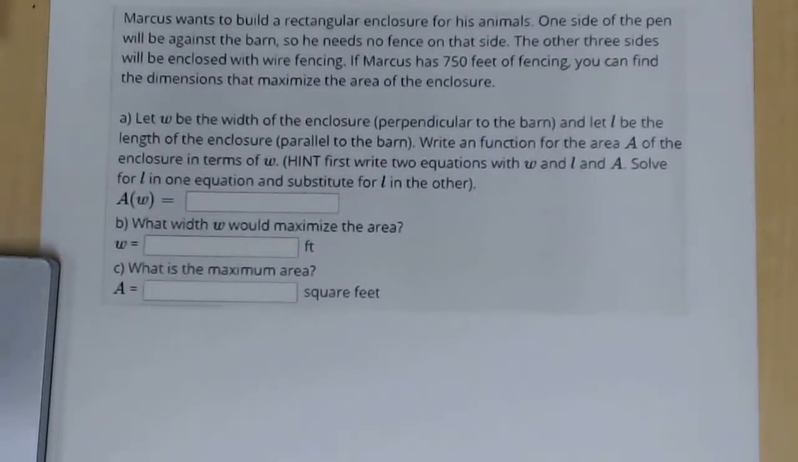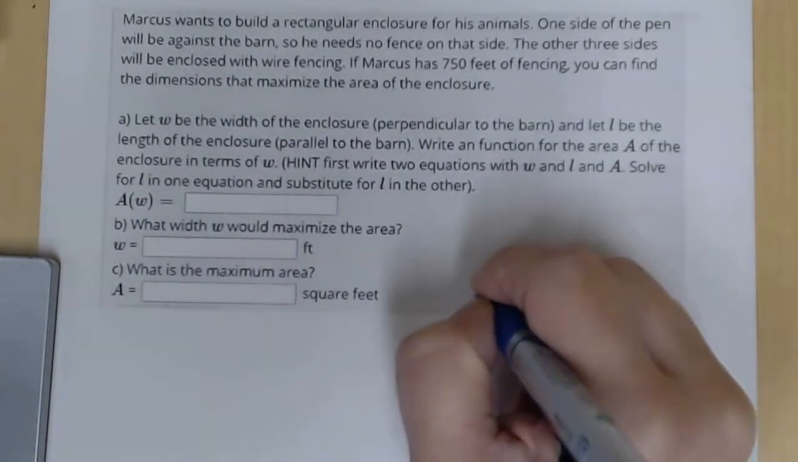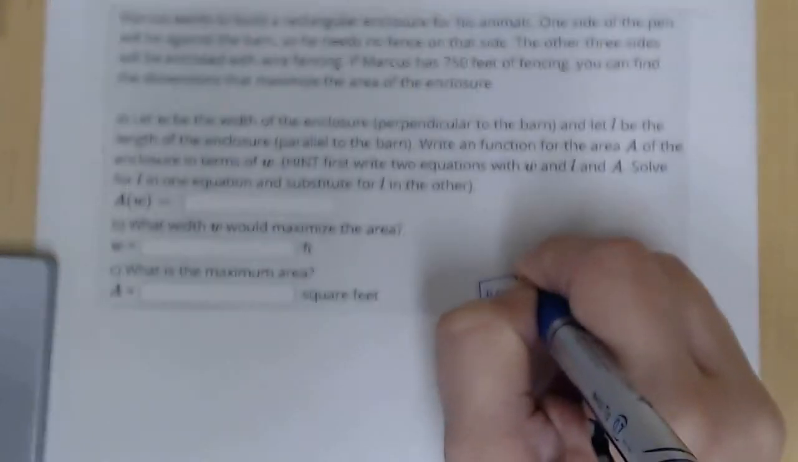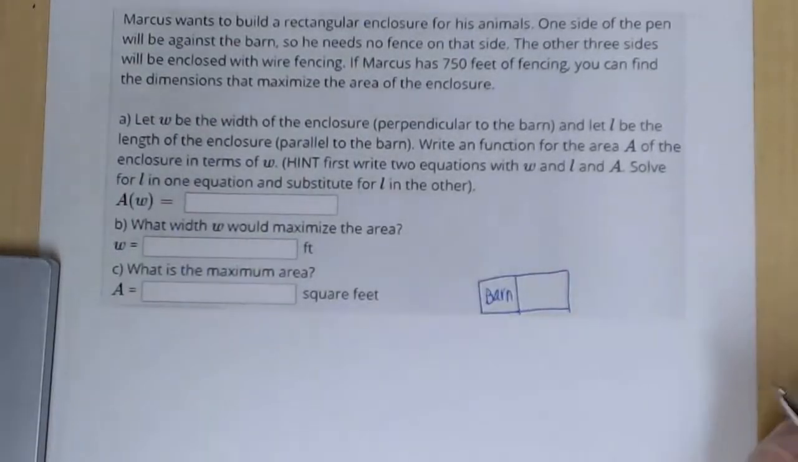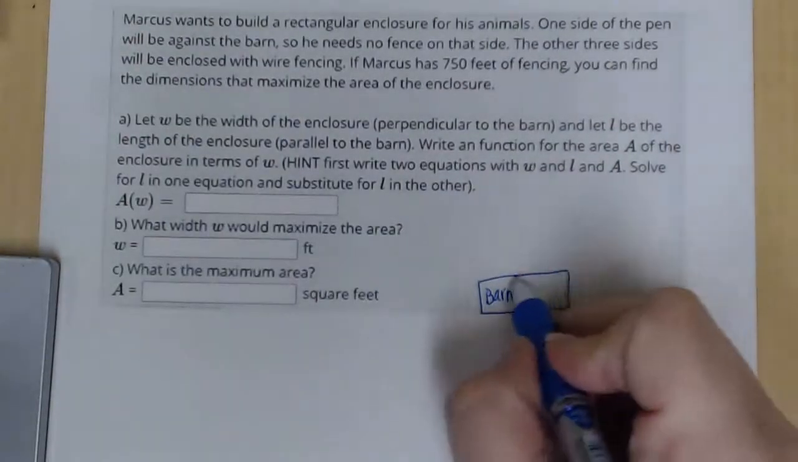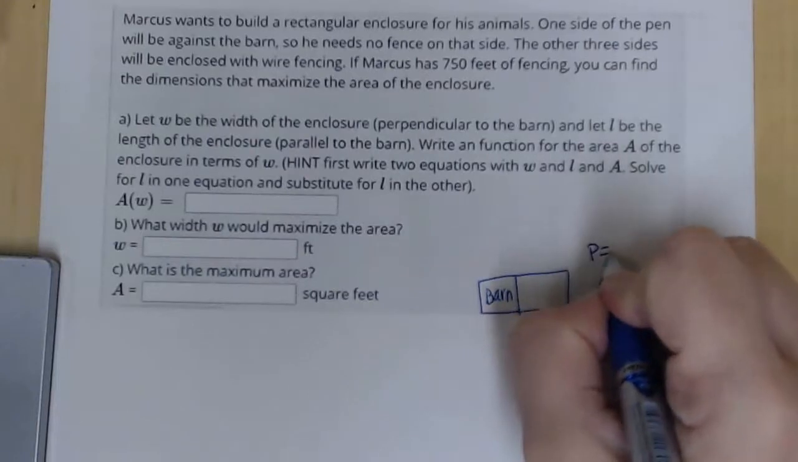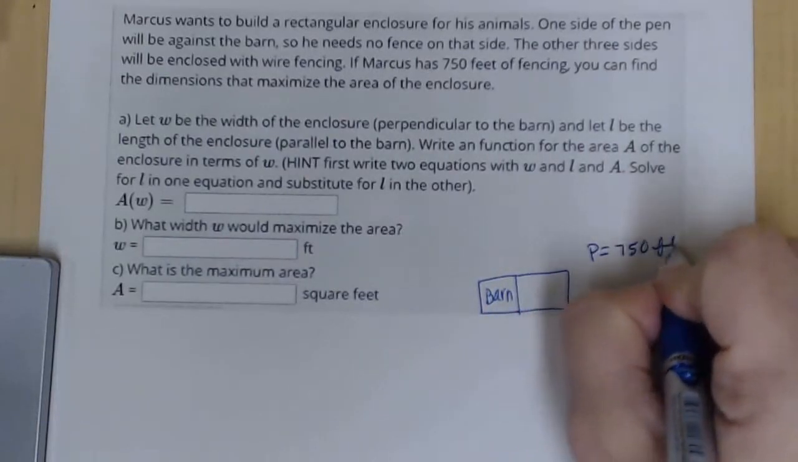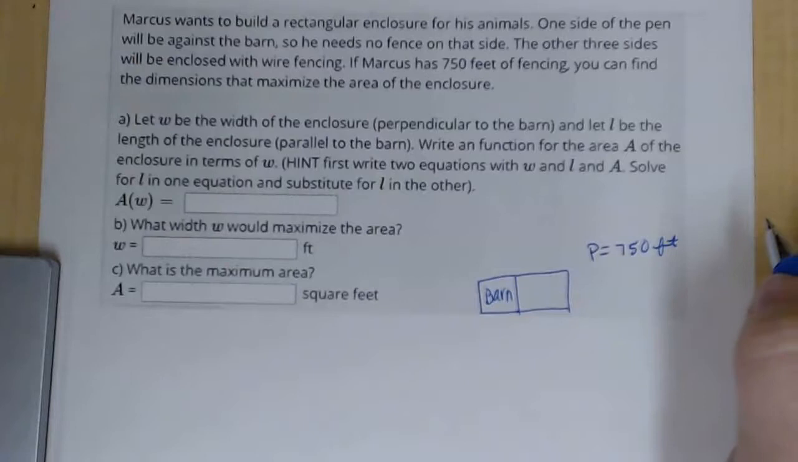Let's do something else. Let's look at this one. Marcus wants to build a rectangular enclosure for his animals. One side of the pen will be against the barn, so he needs no fence on that side. So I'm going to draw a picture. So here's the barn. And he wants to build an enclosure here. If he has 700 feet of fencing is what goes all the way around, so that means my perimeter is going to be equal to 750 feet. You can find the dimensions that maximize the area of the enclosure.